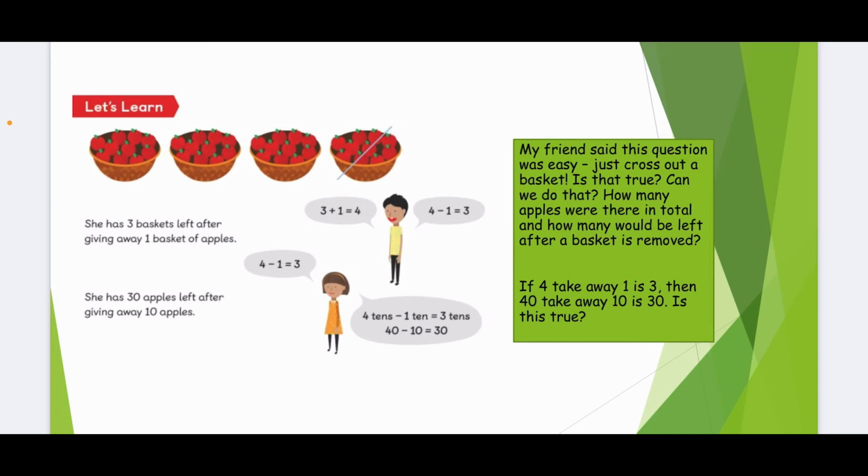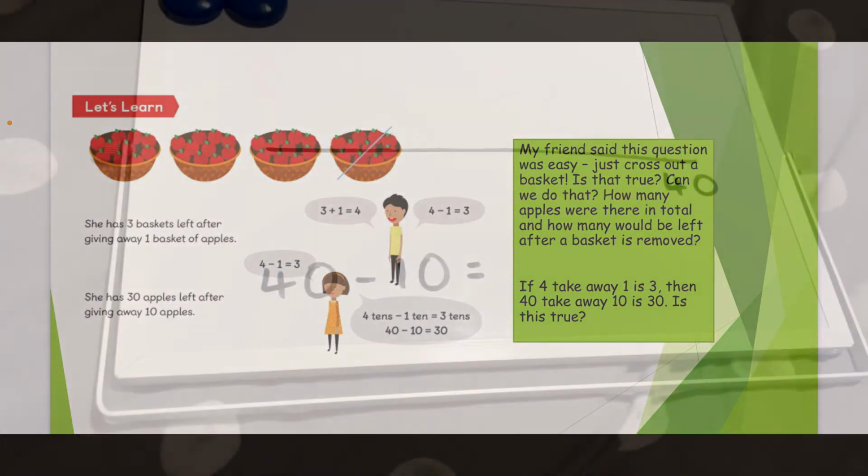So you can see there are 1, 2, 3, 4, 5, 6, 7, 8, 9, 10 apples in each basket. So if we can count in tens, can we do that together? 10, 20, 30, 40. So we're 40 apples all together. And if we take 1 away, we need to subtract 10.